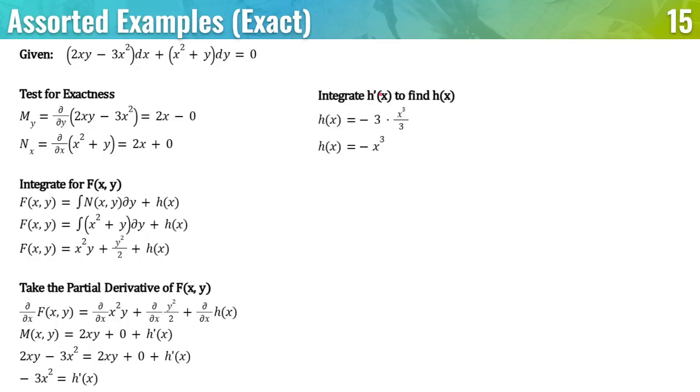So integrate h prime of x to find h of x. So h of x is equal now to negative 3 times x cubed over 3. So this becomes negative x cubed. So now you have h of x. You can now return to a function, to this one specifically, since you want the function.